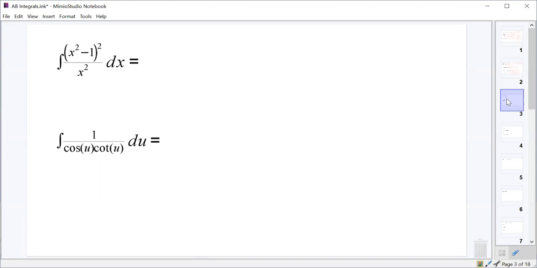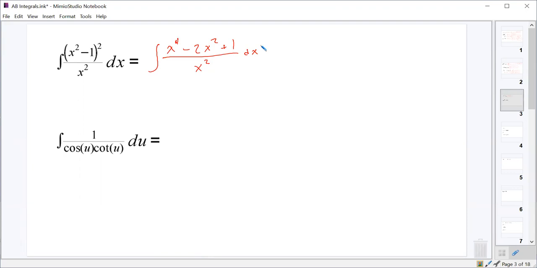Could you maybe try first of all simplifying out the numerator and then see if there's stuff that can cancel after? Sure. So x squared minus 1 squared, that would be x to the 4th minus 2x squared plus 1 over x squared dx. Okay, so we've expanded it out. Now what? How can we simplify it?